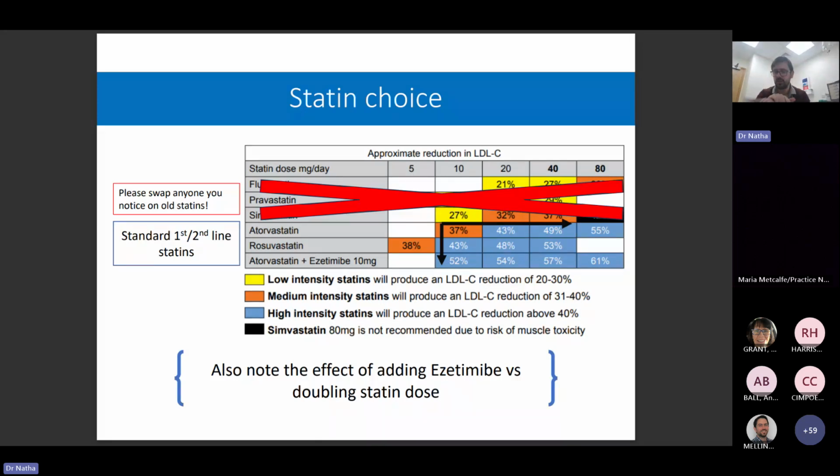And if you've only got one option or one opportunity, I would urge you to consider whether or not you add on ezetimibe to whatever maximal statin dose you've been able to reach, and to get that little bit more from your oral lipid-lowering therapy, because you'll get much better return. And we'll come back to statin intolerance and back to this little table in a little bit.